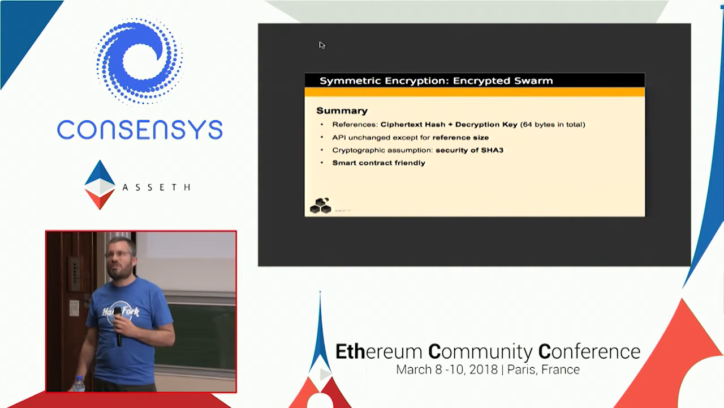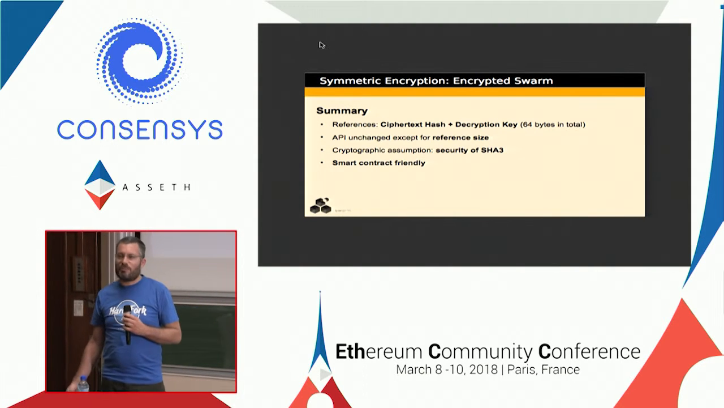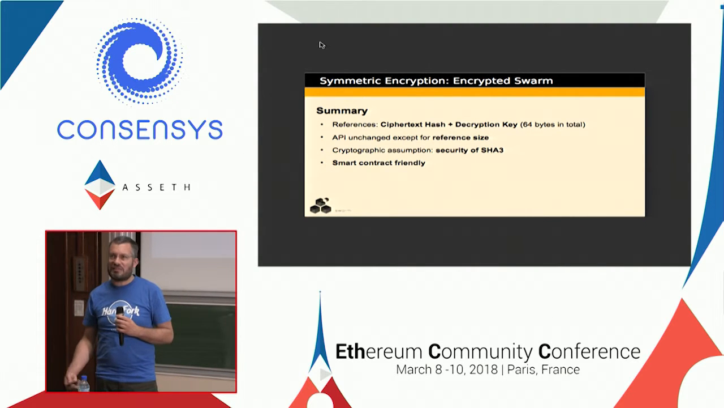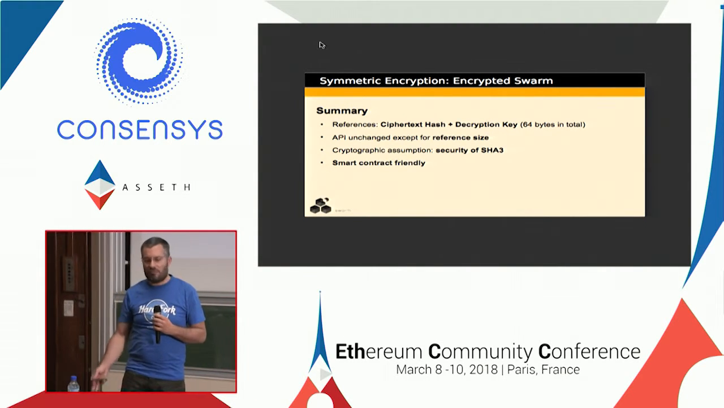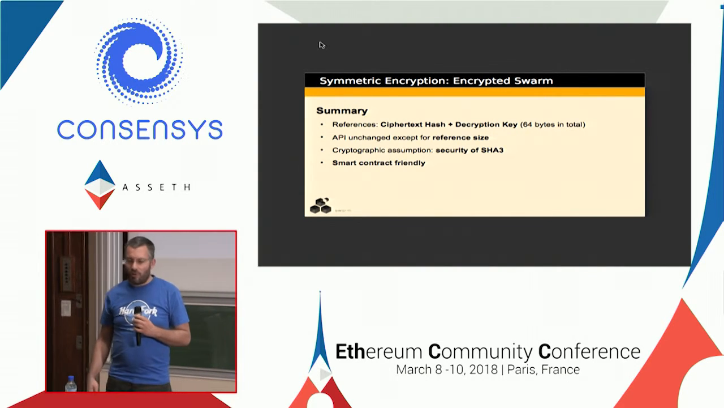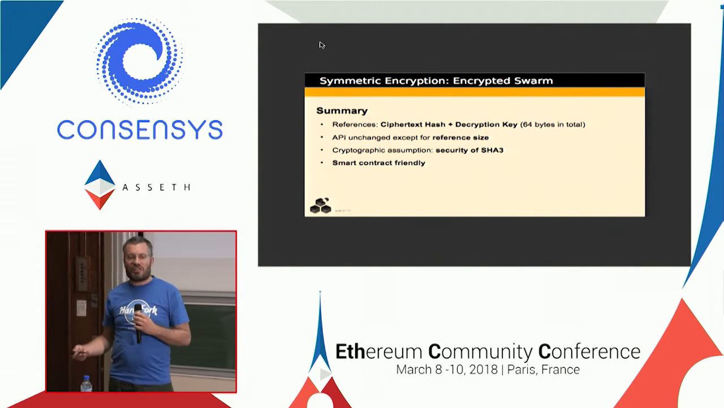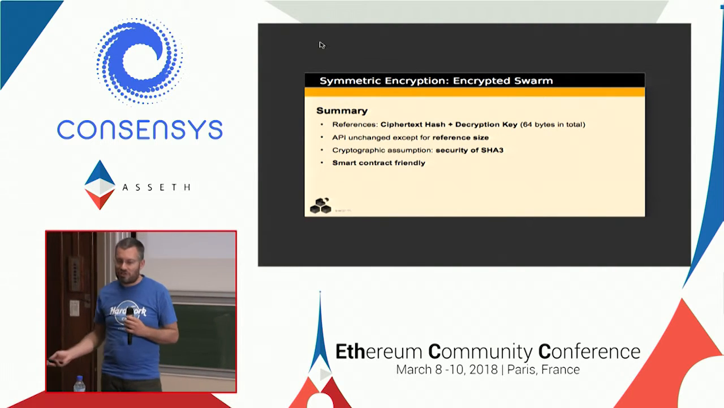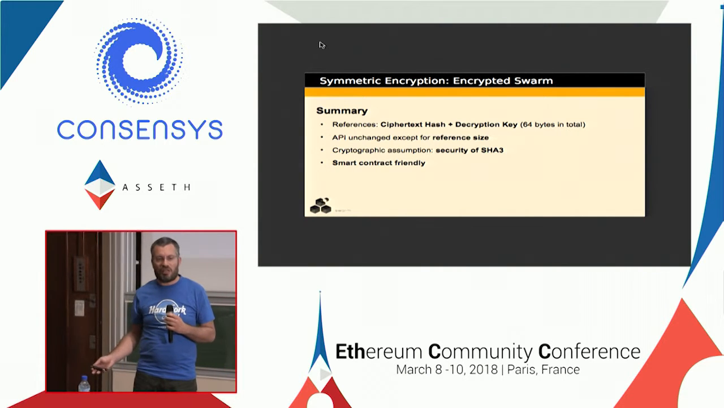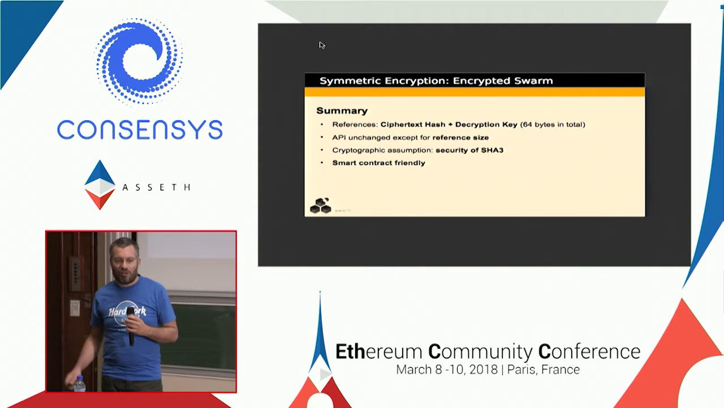So if you have some distributed application that you have put together on Swarm, for example, if you try to use the applications that are provided with Swarm as example applications, like the photo album or the Swarm Explorer or the text editor, if you turn on encryption, they will just work without any change to the code because the API is unchanged, and these applications do not assume the length of the reference.